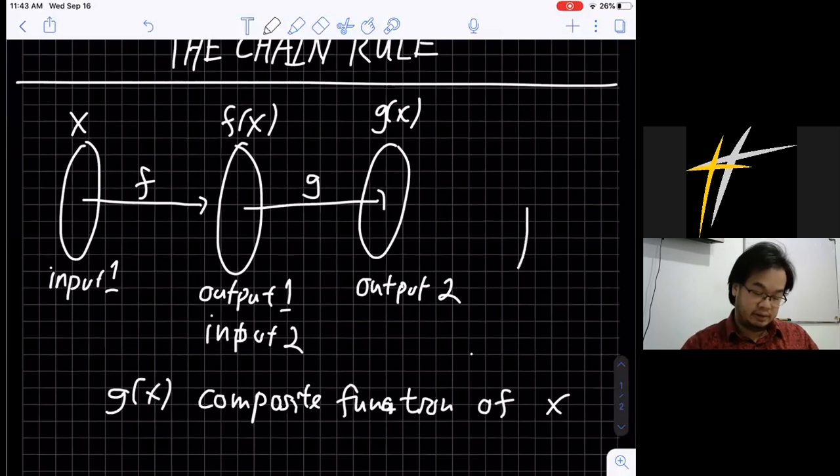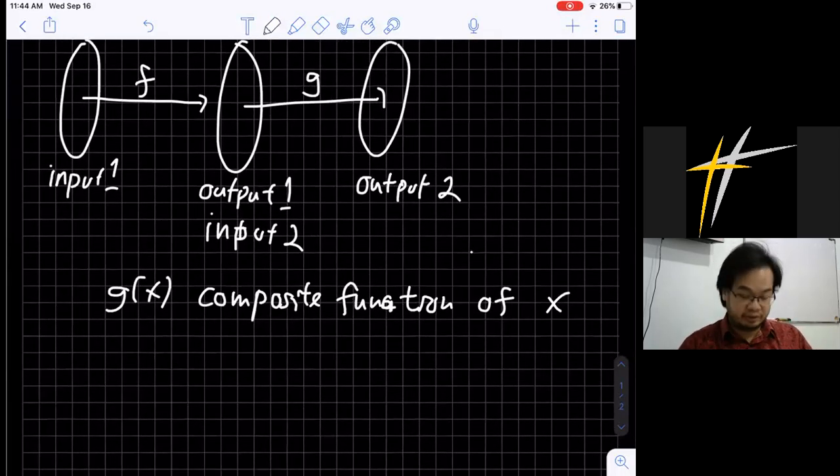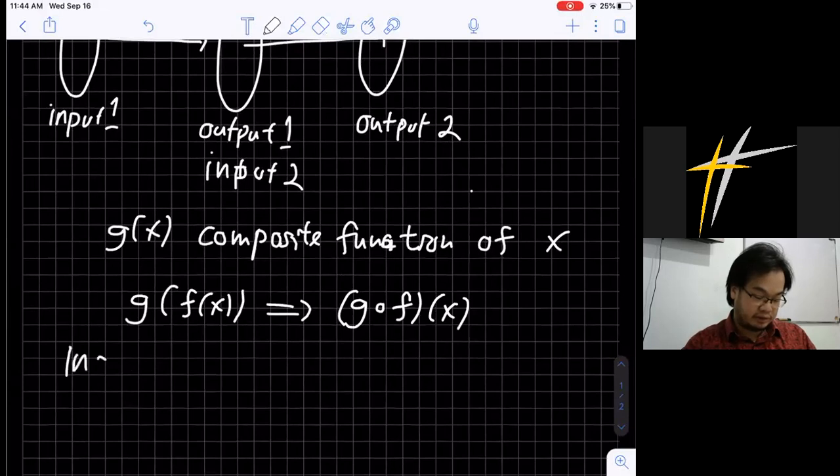And usually it has been discussed in the 11th grade, it can be written as g of f of x like this, or also written as (g ∘ f)(x). Then there is the term of the inside function, and there is the term of the outside function.